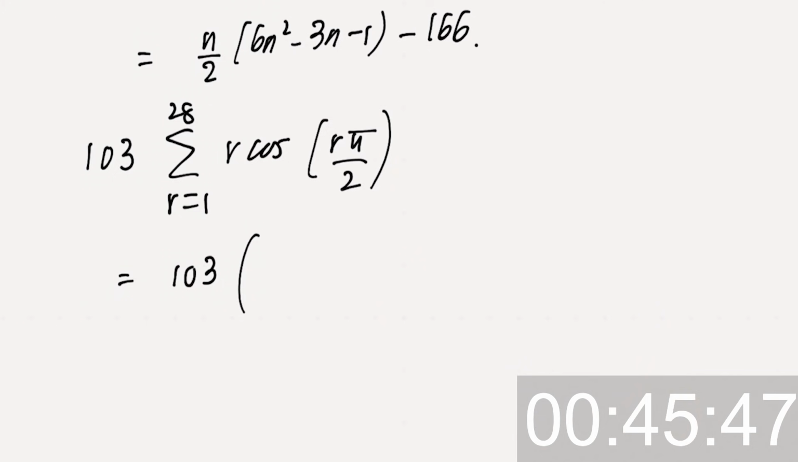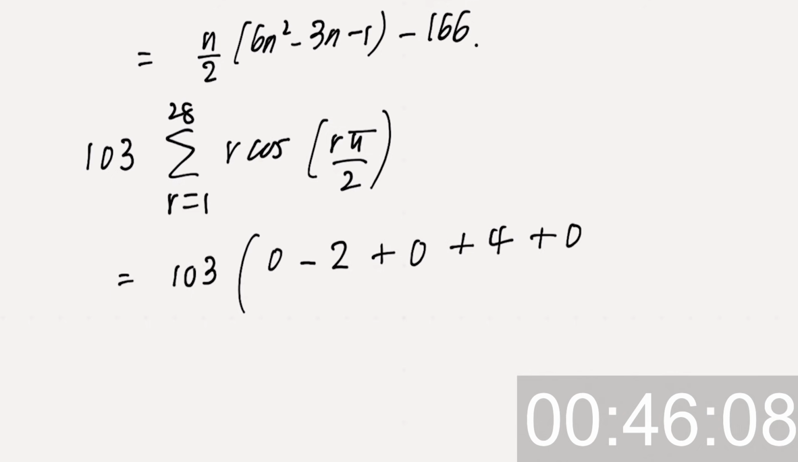Okay, so let's just think about the first few terms. So I've got 103. So when r is 1, I've got cos of pi by 2. Cos of pi by 2 is 0. Okay. Then when r is 2, I've got cos of pi, which is minus 1. So it's minus 2 because of the r at the beginning. Then when it's 3, it's going to go back through a 0. And it goes to a plus when r is 4. Plus 4. Then you're going to get 0. Then you're going to get minus 6, 0, plus 8. Right, and that pattern's going to continue.